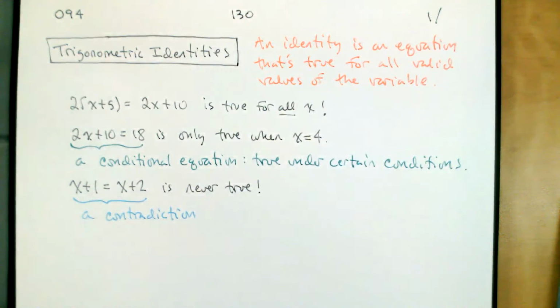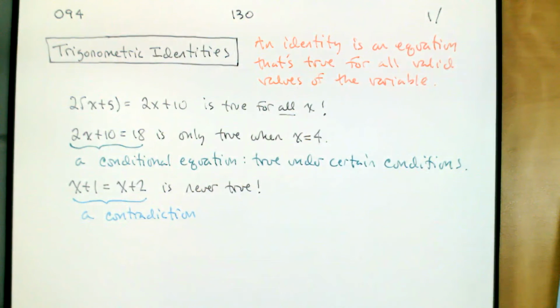So we've got identity, always true. A conditional equation, sometimes true. A contradiction, never true. Identity, conditional, contradiction.